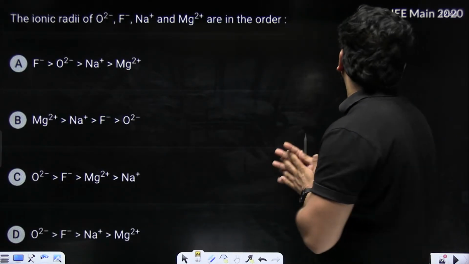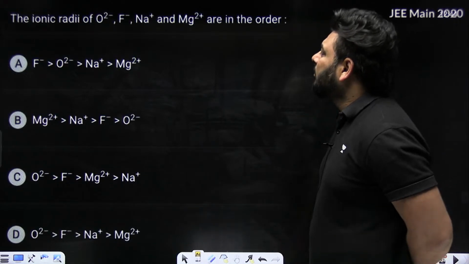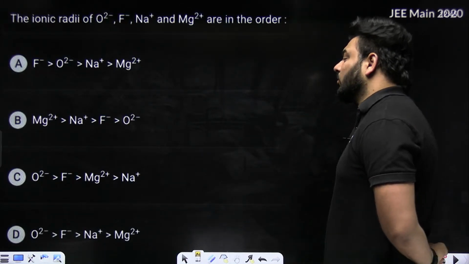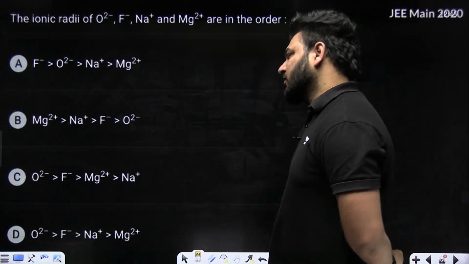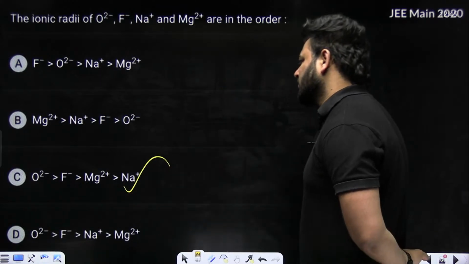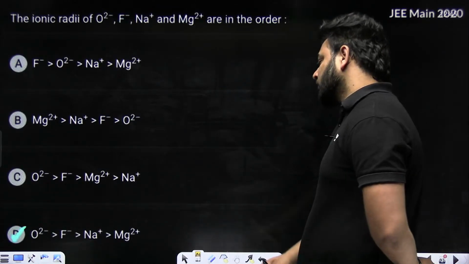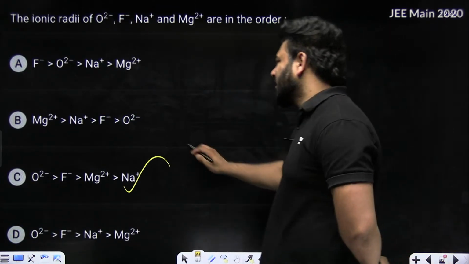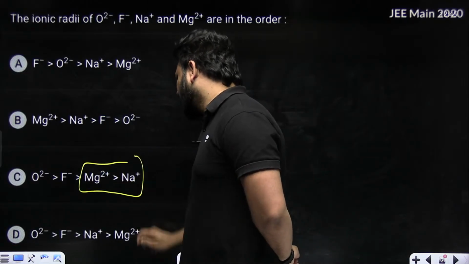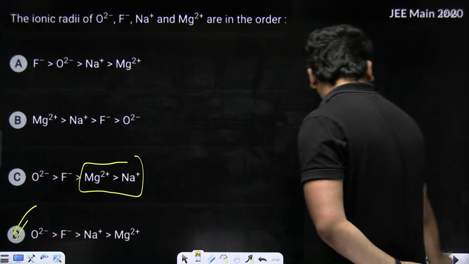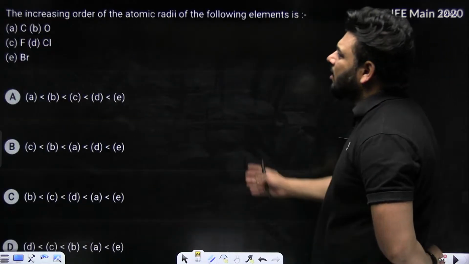Oxide, fluoride, and same 2020 question has come. Fluoride, oxide, magnesium. Oxide will have the highest. This is the correct order. No, yaar, this is incorrect. These all are isoelectronic. Okay, next.